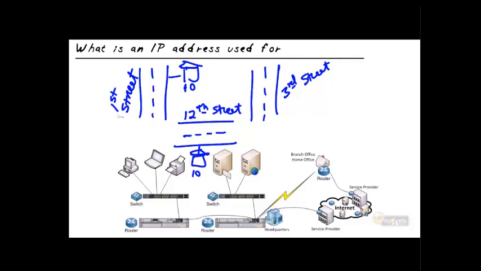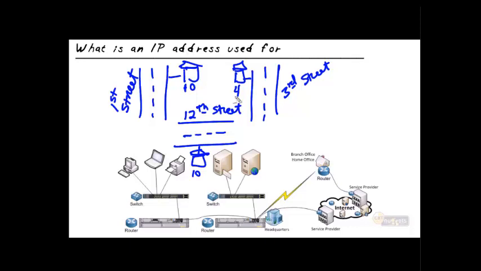So we have a whole bunch of houses and options. And over on 3rd Street, we've got some houses too, or buildings. And maybe this is house number 4. So house number 4 on 3rd Street. So these addresses that we're dealing with up here are nothing more than street names and house numbers. Well, in our computer networks, we have the exact same thing going on.